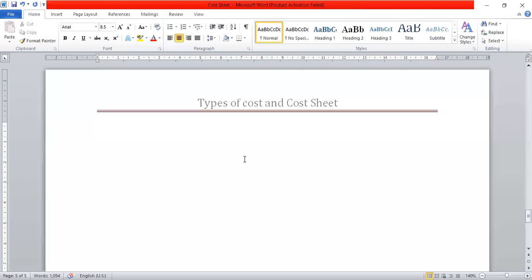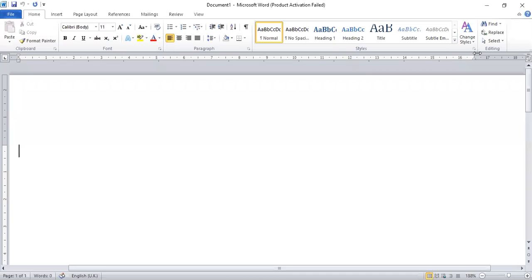Okay, let us start with the format of cost sheet. So give the heading cost sheet. मेरे साथ ही आपको करना है cost sheet. Let us start with the format of cost sheet. In the center, write down cost sheet.